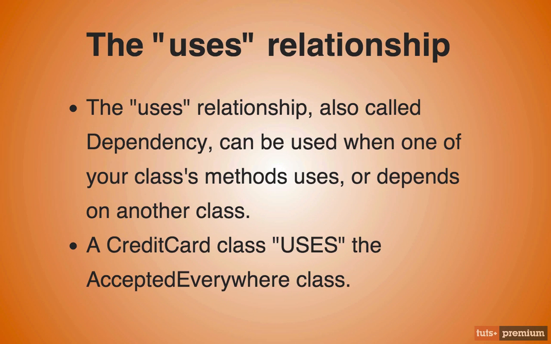Lastly, we have the uses relationship, also called dependency, which is when one class's method uses or depends on another class. An example of this would be again in our credit card class, which not only has an accepted everywhere class, but it also uses the accepted everywhere class to call its location method. So now that we know how to identify the relationships between our classes, let's take a look at UML notation for creating a visual diagram of our classes' relationships.